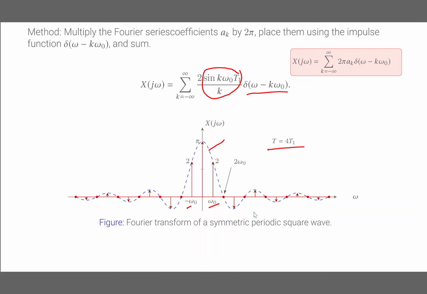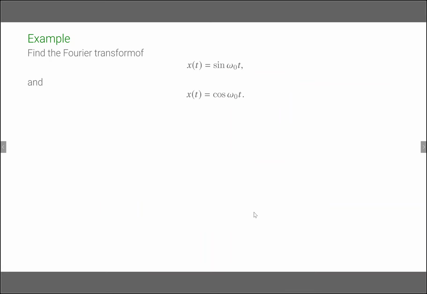So the envelope is just there for the representation, but the actual Fourier transform is these impulses that we have drawn here, and so on. Okay, so one more example.